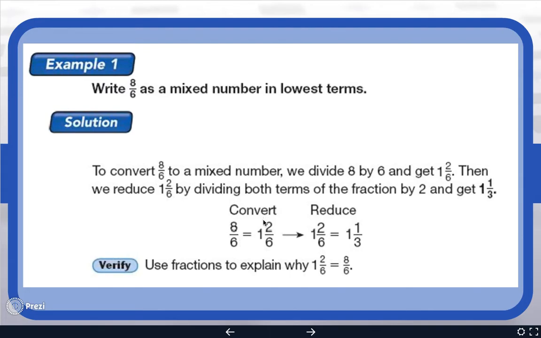So after you get that, you need to reduce 2/6 to its lowest term using the greatest common factor, which is 2. And so 2 divided by 2 is 1, that's what is over here. And then 6 divided by 2 is 3. And so our answer is 1 and 1/3.